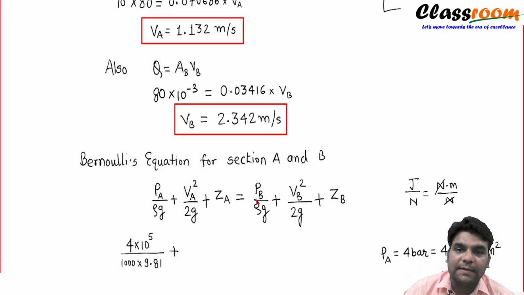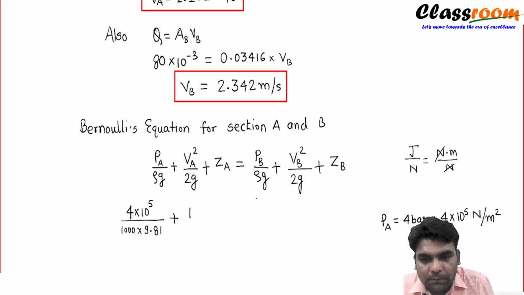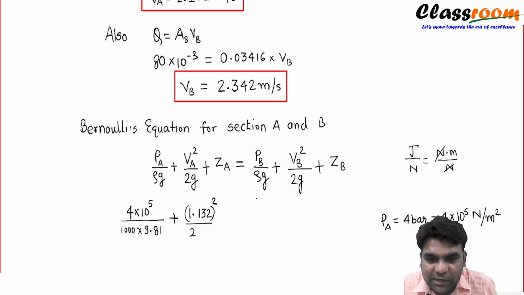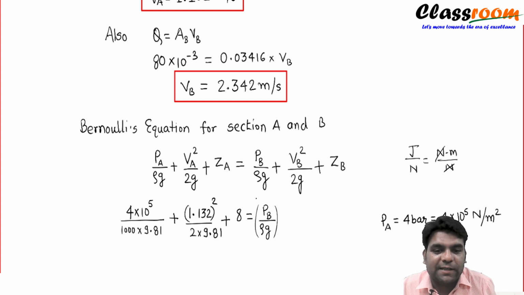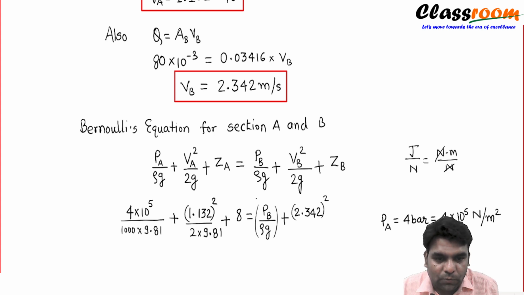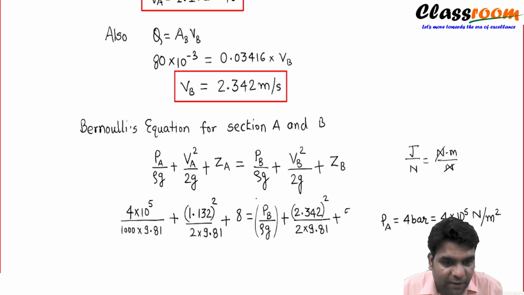Similarly, the velocity calculated at A is 1.132, so 1.132 square by 2g, where g is 9.81, plus ZA, the datum height, 8 meter, is equal to the pressure at B section, PB by rho g. We'll substitute the value of rho and g later on. Plus the velocity at B, which is 2.342, velocity square, so square of this number, by 2 into g, 9.81, plus the height of B section, or potential head of B section, which is 5 meter. Okay. Just for your knowledge.